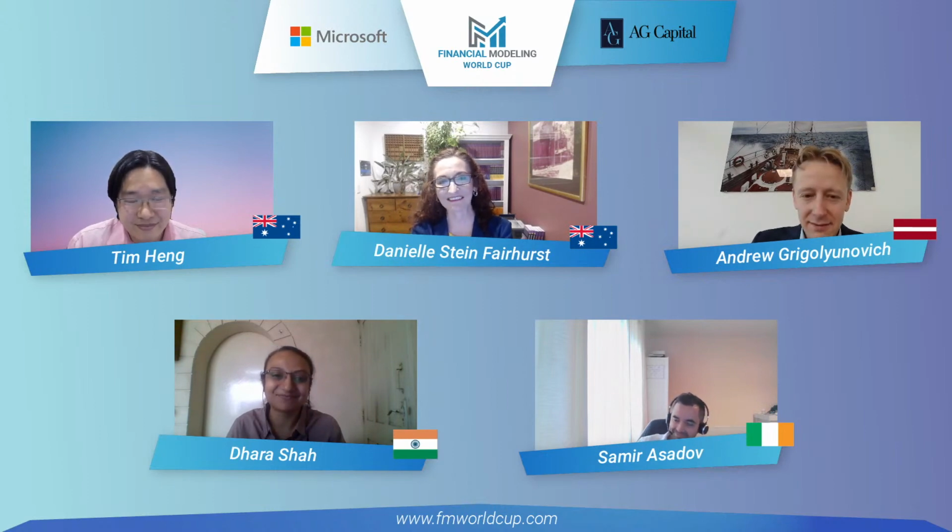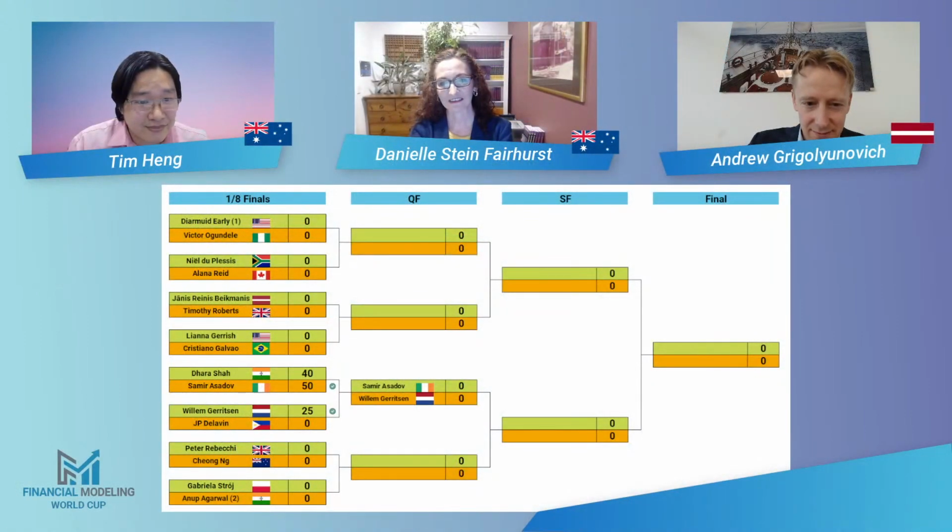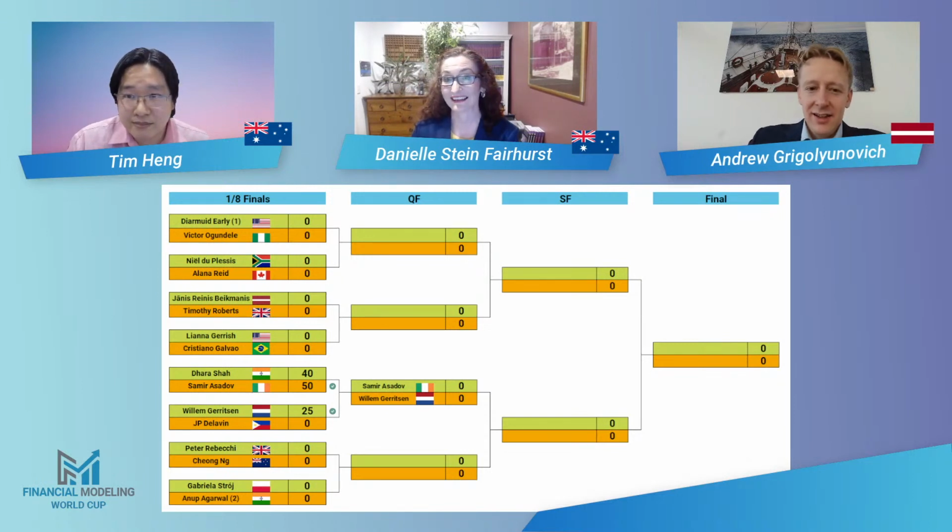Well done. Let's have a look at the brackets to see how they've changed. So it looks like it's going to be Willem up against Samir in the quarterfinal. That's going to be a very interesting clash there. Okay, so I think it's on to the next game.